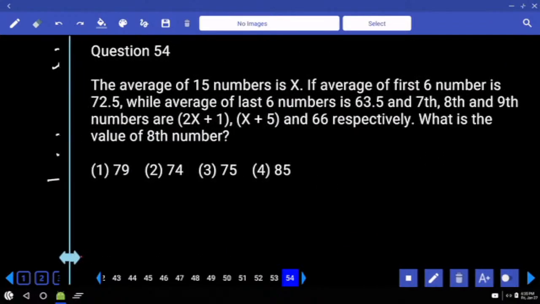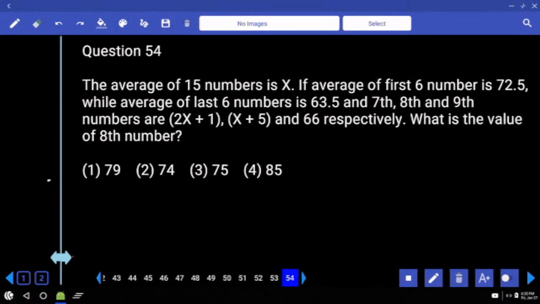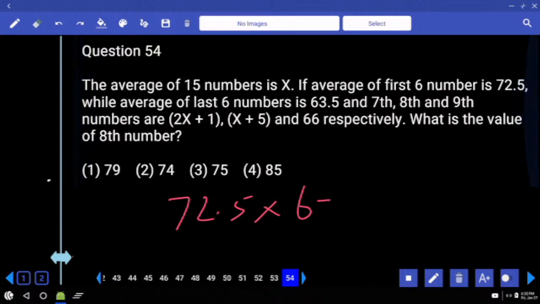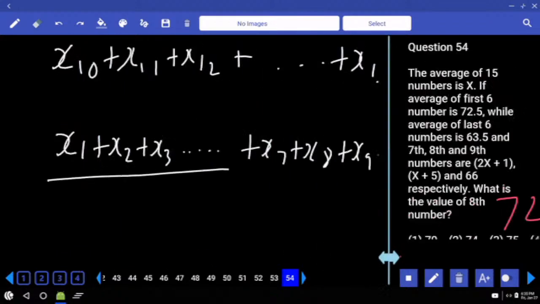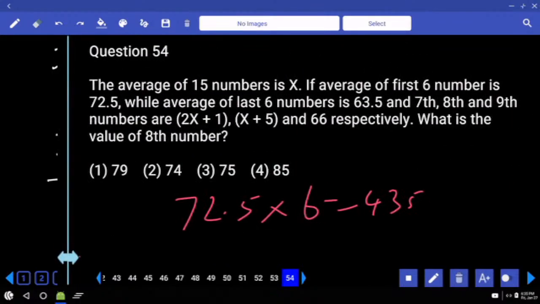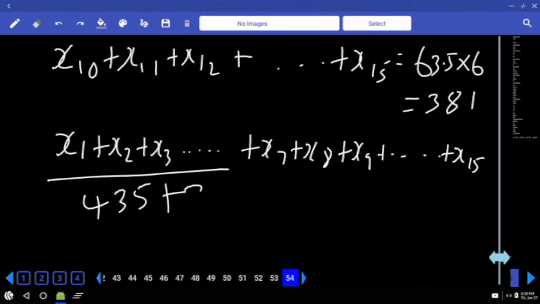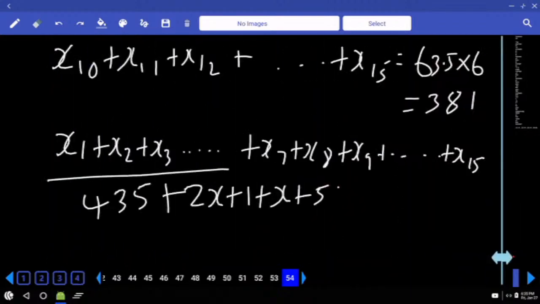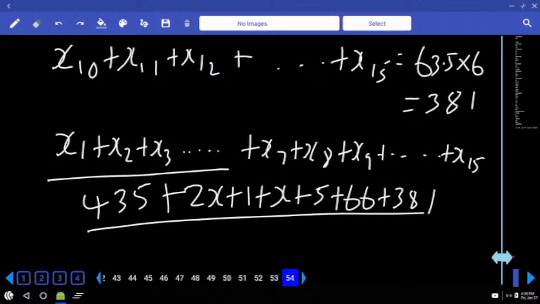Here we have written, I think erase this off. 435 came. 72.5 into 6. So 435 plus x7 value is how much? He gave the numbers: 2x plus 1 plus x plus 5. The 9th number is what? 66. Again plus 381. By how many numbers are we taking the average? 15. This is equal to what? x only. Yes or no?